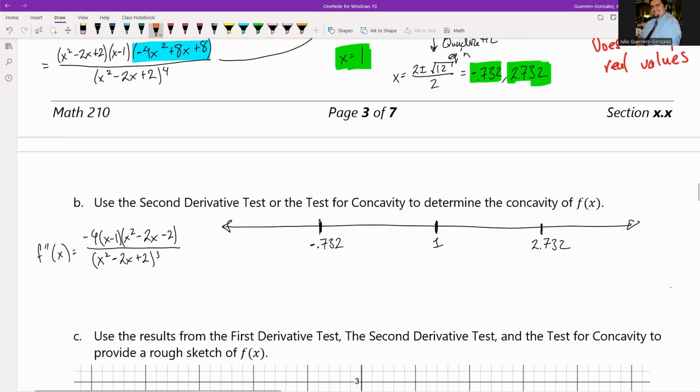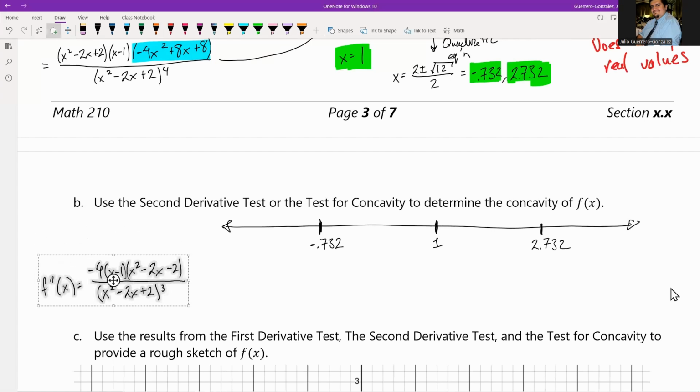Okay. Again, just how we did with the critical values, I'm going to be choosing test points. Okay, and I only care about the sign for those test points inside of f double prime. I'll move that down a little bit. There we go. Okay, so again, choose test values that don't work your brain too much. So for negative 0.732, a good test value, maybe negative 1, right? Between negative 0.732 and 1, 0.